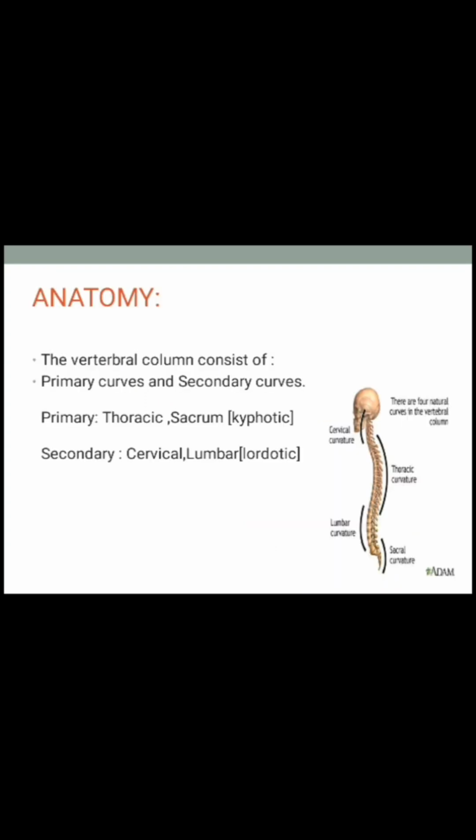Scoliosis. The anatomy of the spine. The vertebral column consists of the primary curves and the secondary curves.